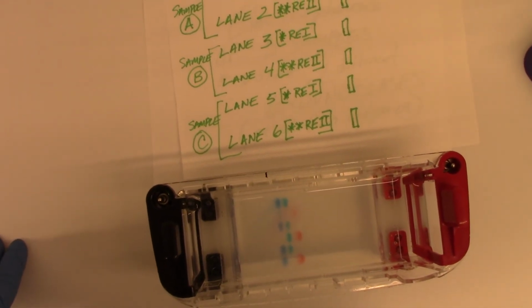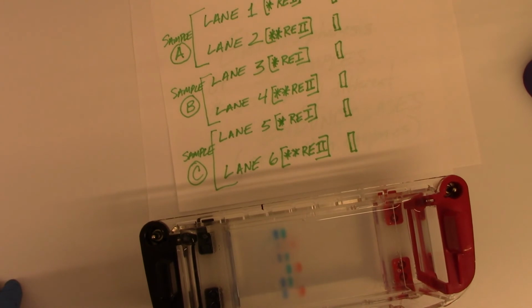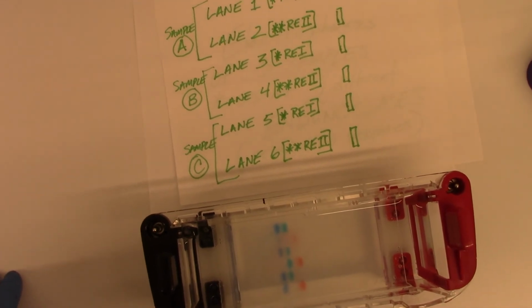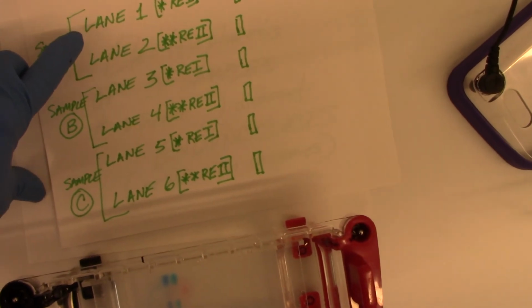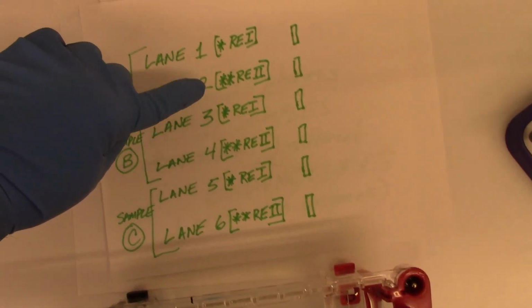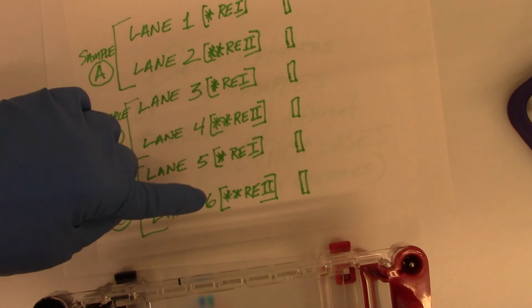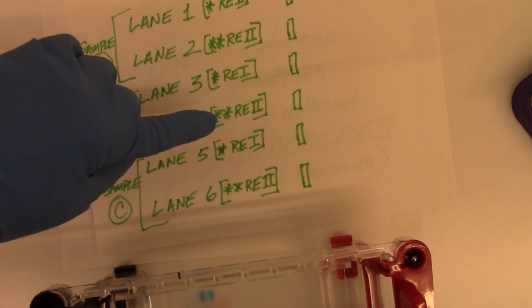Sample A was in lane 1 and 2. Sample B was in lane 3 and 4. And sample C was in lane 5 and 6. And again, remember lane 1, 3, 5, restriction enzyme number 1. Lanes 2, 4, 6, restriction enzyme number 2.